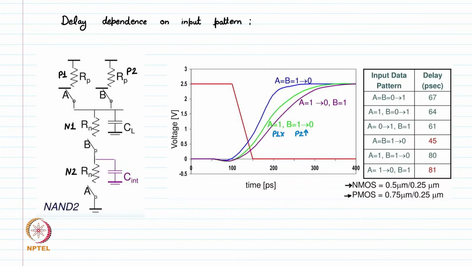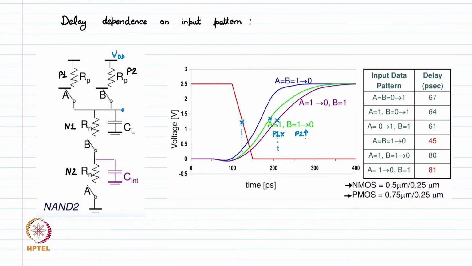So only P2 is pulling up this output node, this load capacitance CL, from 0 to VDD. This is the VDD value. So this is, you can say, a very sluggish response. This is the midpoint, let's say. So the delay is from this point to this point. So this is the delay in case A is 1 and B is transitioning from 1 to 0.